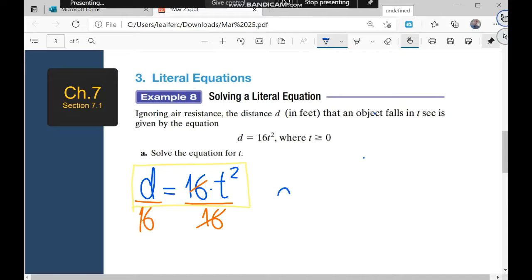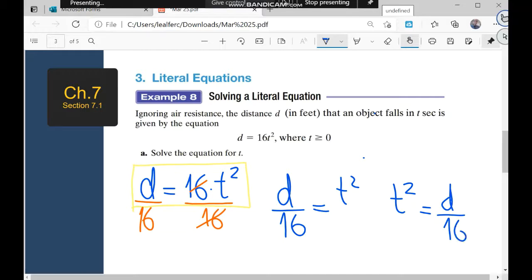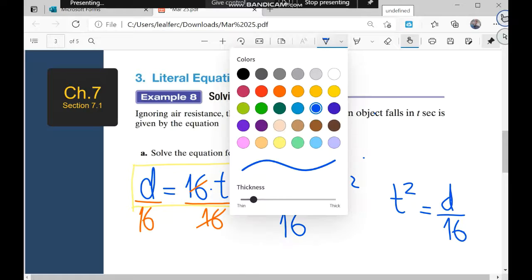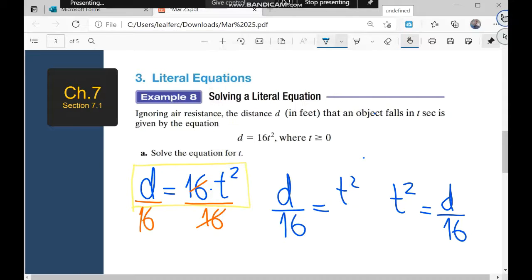And then we have d over 16 equals t squared, that's it. We can switch sides, it doesn't change anything at all. We can write t squared equals d over 16. This is something that we can do, it doesn't change. And now we will apply the square root property. We're going to apply square root on both sides of the equation.